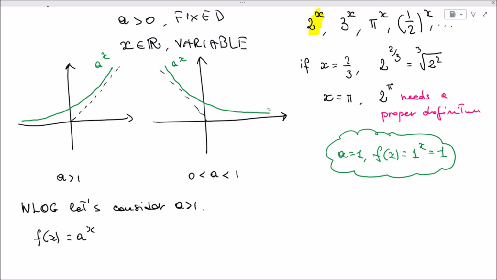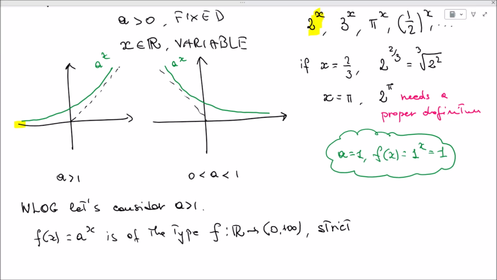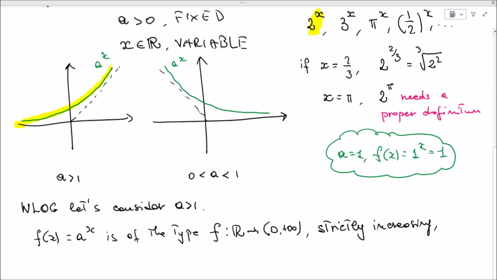is a function of the type f from R to (0, plus infinity). In fact, the function never attains the 0 value, but it will tend to that. But it is also a strictly increasing function. In fact, we see that this function is always increasing, which is also something that we can understand, because if we have a positive base larger than 1, the larger the x, the larger the exponent, the larger the power.